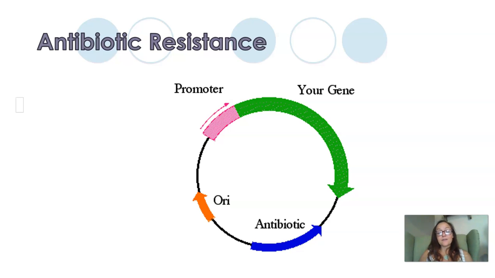The green area represents a gene from another organism. The blue area is the gene for antibiotic resistance, which helps scientists identify which bacteria were successful at transformation. And the orange that says ORI, that is the origin of replication. That is where DNA helicase will attach to make copies and replicate this plasmid.